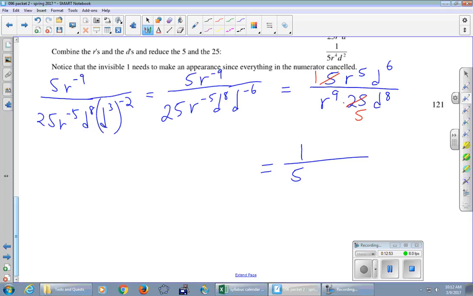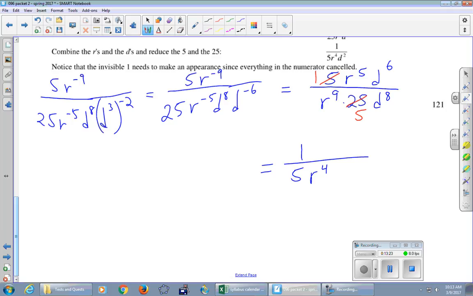Where will the r's be left over, on top or on the bottom? It's going to be on the bottom because there are more r's down there. Like if you imagine r to the 5th, 5 of them. And downstairs, 9 r's all laid out. We're going to cancel all 5 from the top, and how many will be left over? 4, and they'll be on the bottom, because that's where there are more of them. So r to the 4.